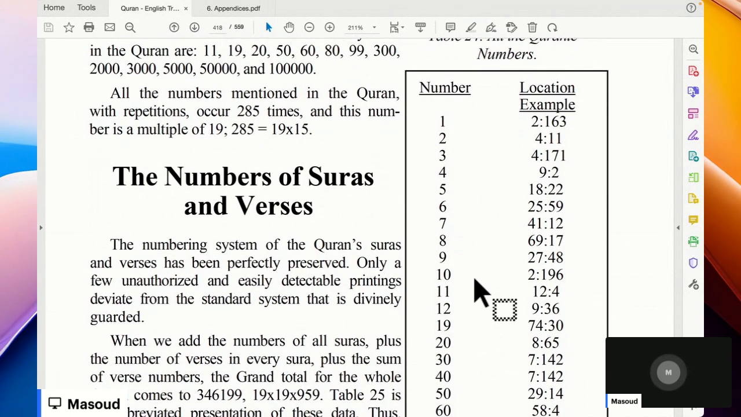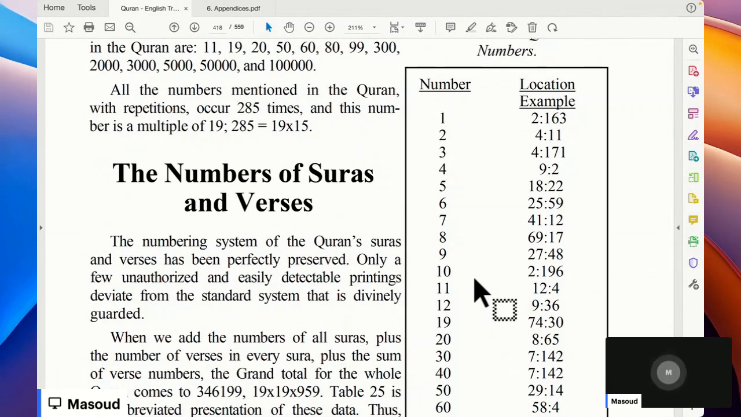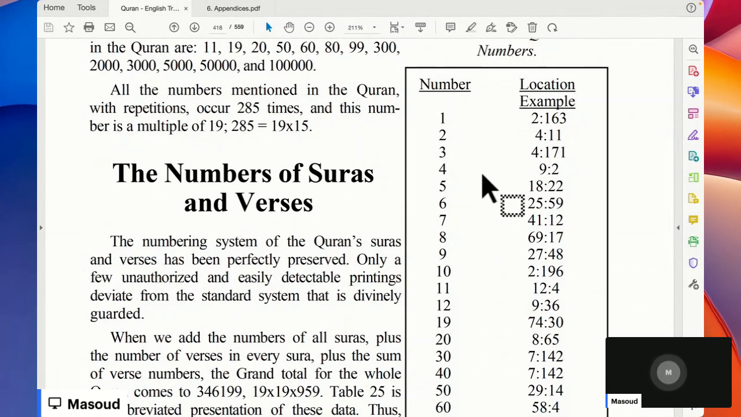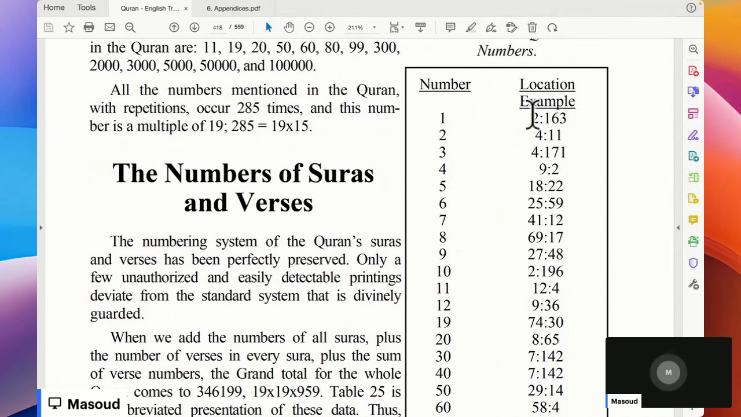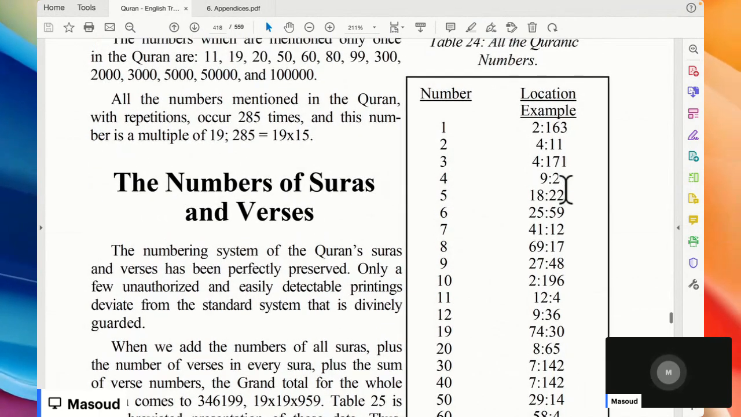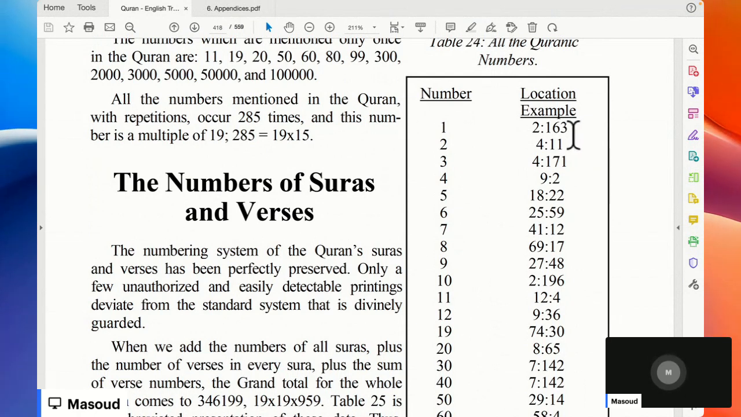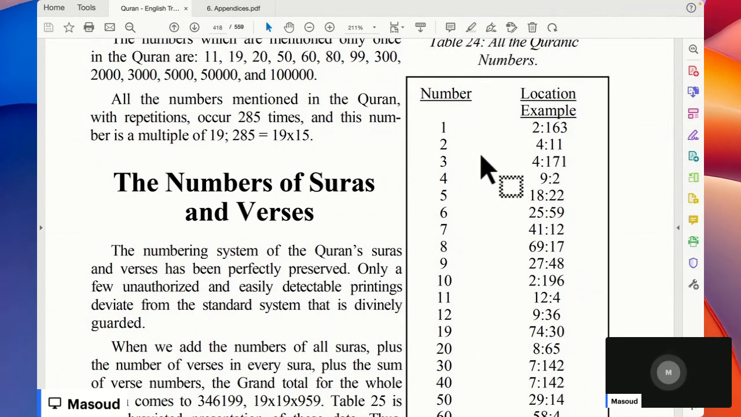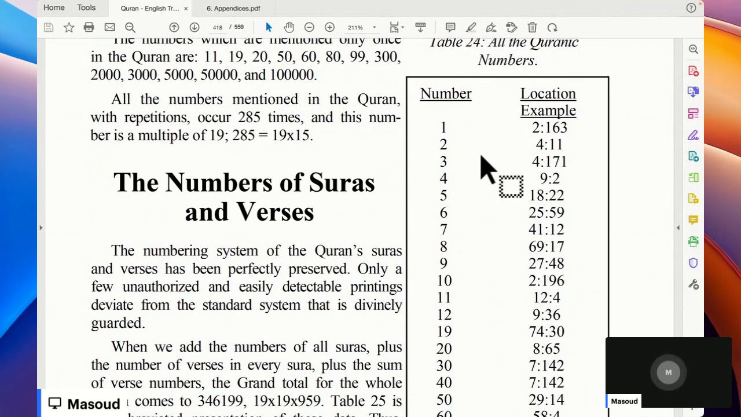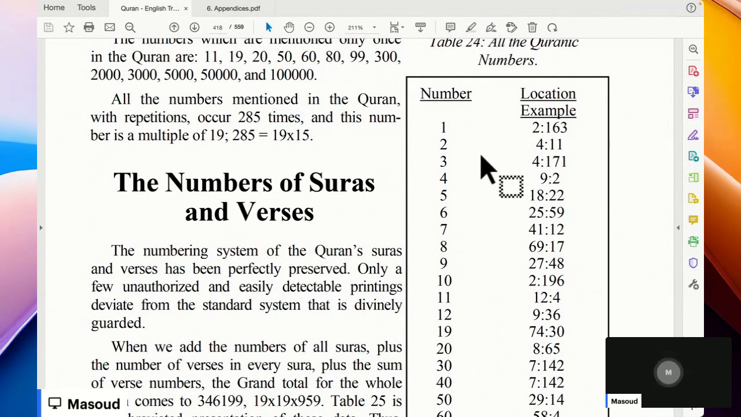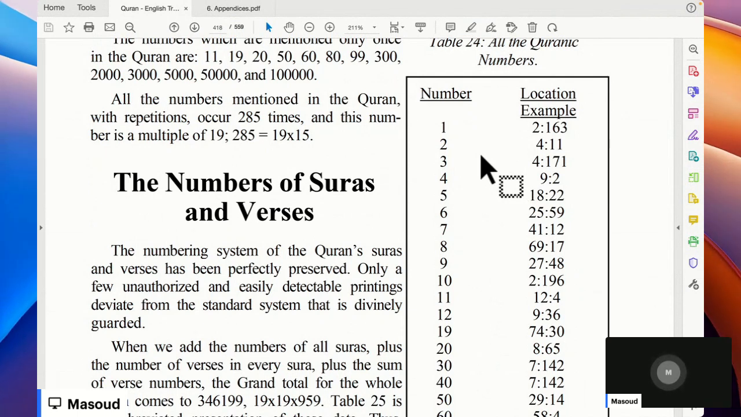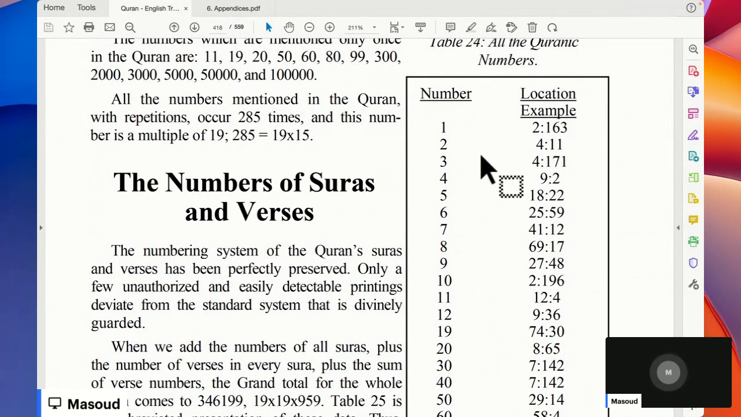We see numbers which have occurred in the Quran in different verses, and some of them have occurred more than one time. Some of them only occur once in the Quran. And some location examples are given, the surahs and verses where you can find these numbers. This is just an example. Previously, in another session, I have already talked about this in detail, and I have shown several of these verses pointing out these numbers. But since it has come here, we're going to talk about it again.